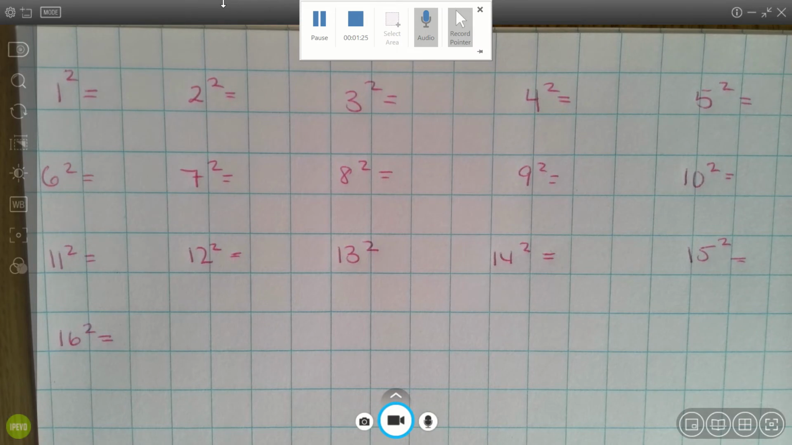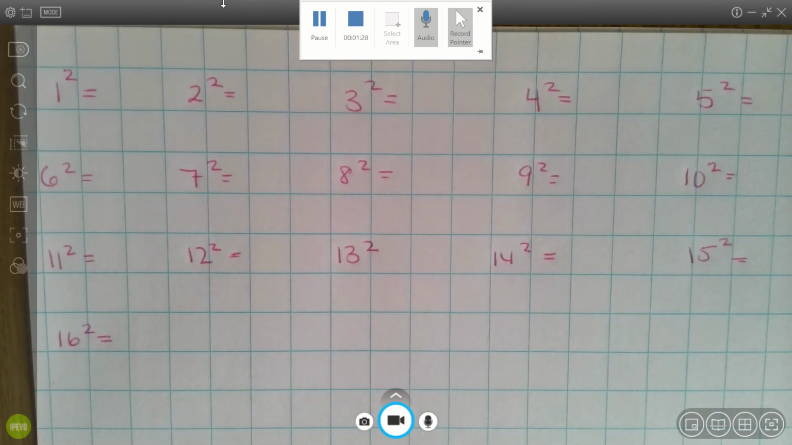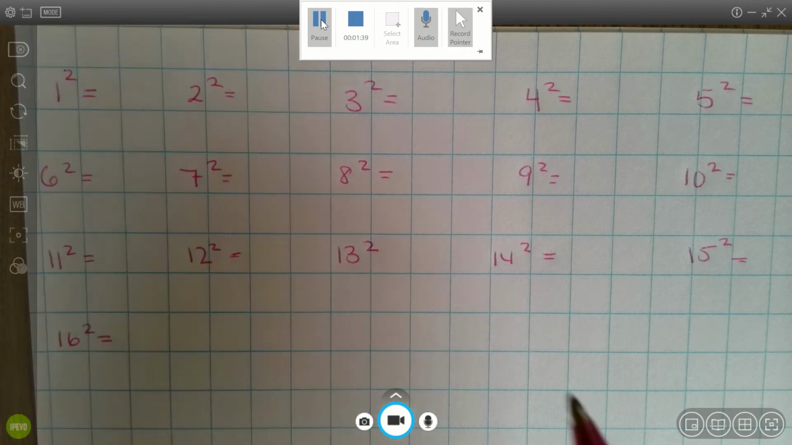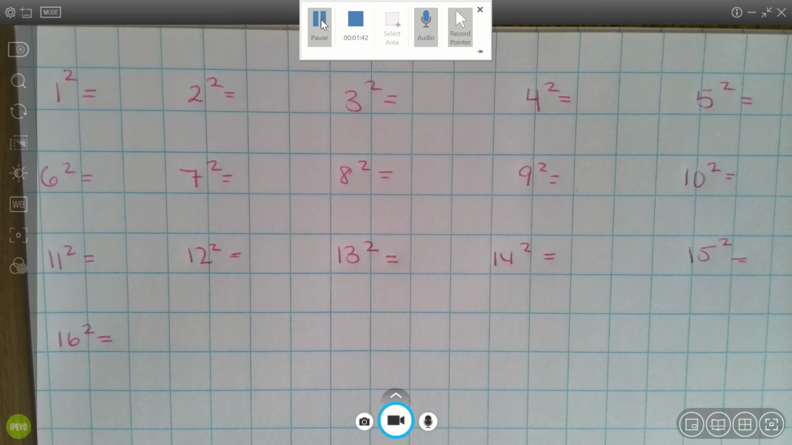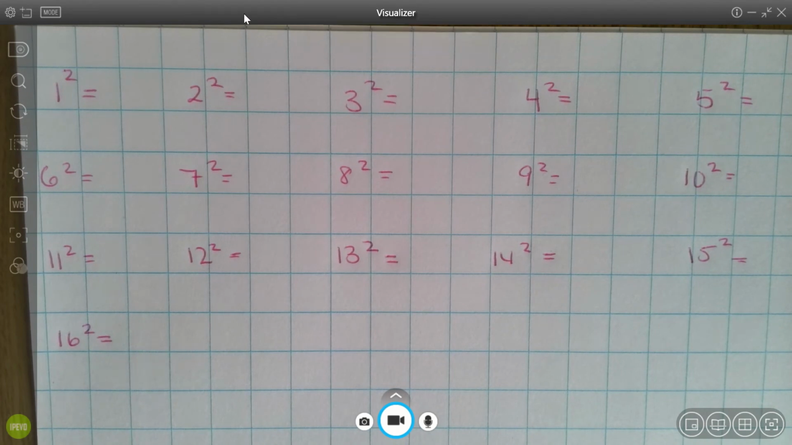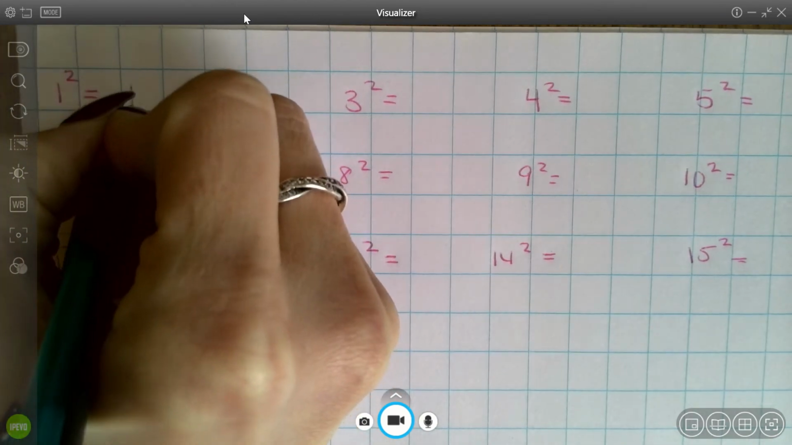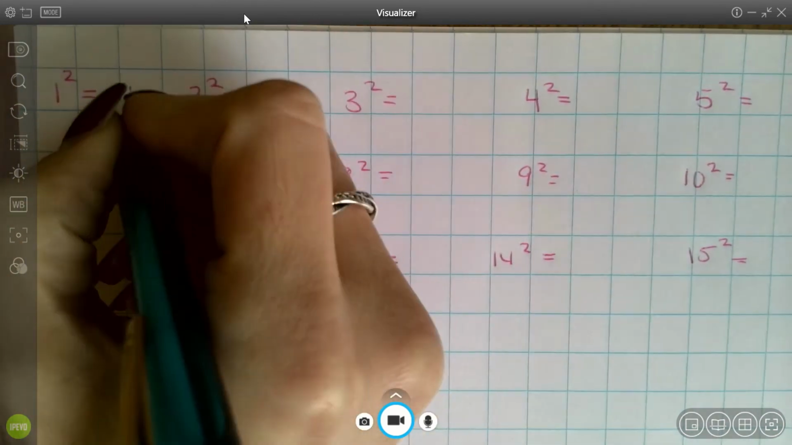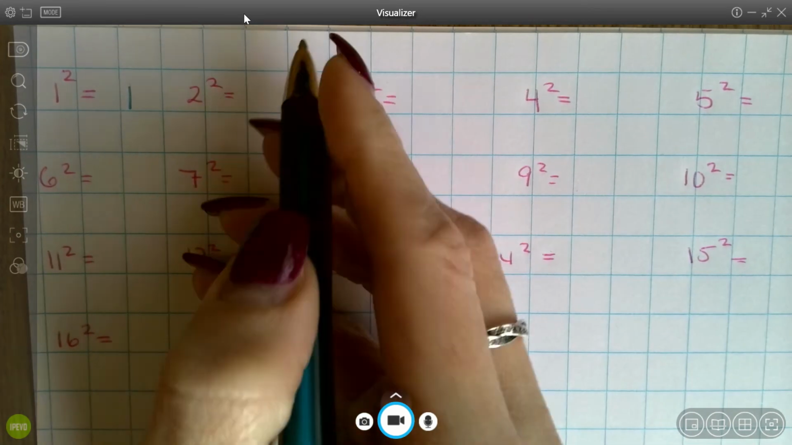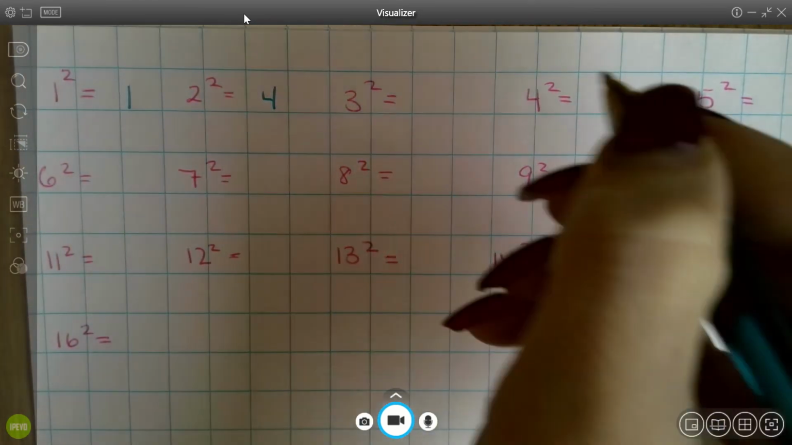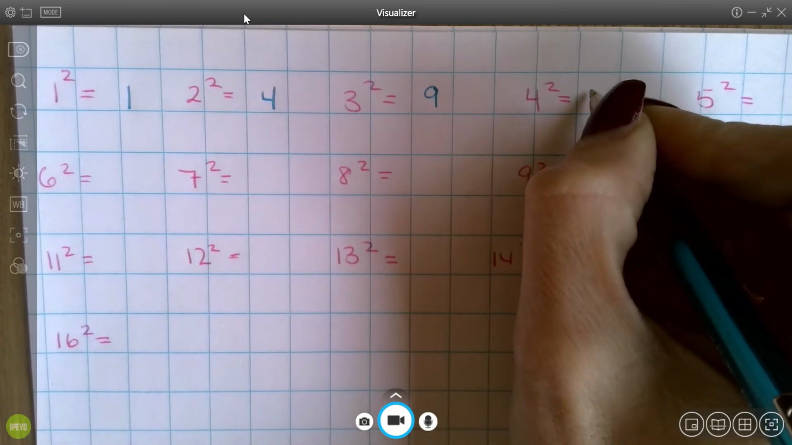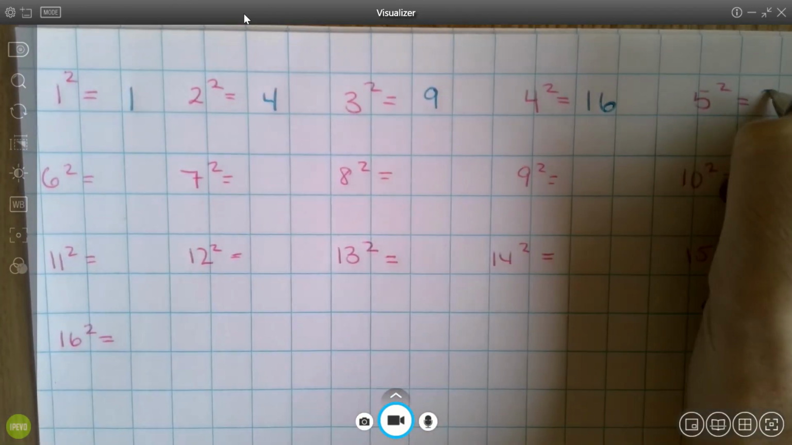Okay, so you should have paused and tried finding the perfect squares by now. The perfect square is the answer after squaring something. So the answer to each of these 16 problems would be your perfect square. If you weren't sure about that, please go ahead and again pause the video and give it a try to find the perfect squares. You should have had 1 squared means 1 times 1, which is 1. 2 squared means 2 times 2, which is 4. And you continue: 3 times 3 is 9, 4 fours is 16, 5 fives is 25.